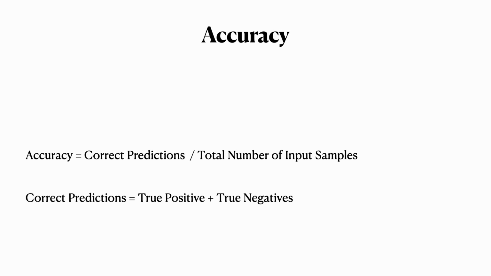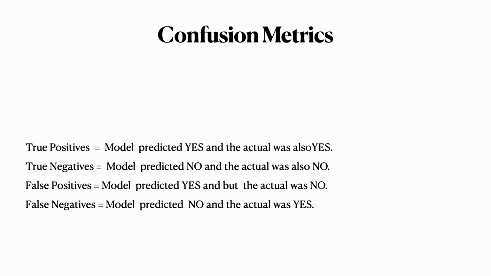Accuracy is a ratio: on the numerator, correct predictions, and on the denominator, the total number of input samples. In other words, total correct predictions is a sum of total true positives and true negatives. So what are true positives, true negatives, false positives, and false negatives?